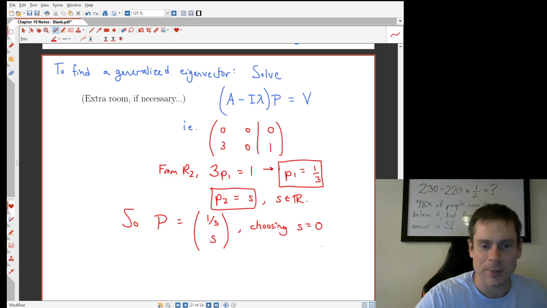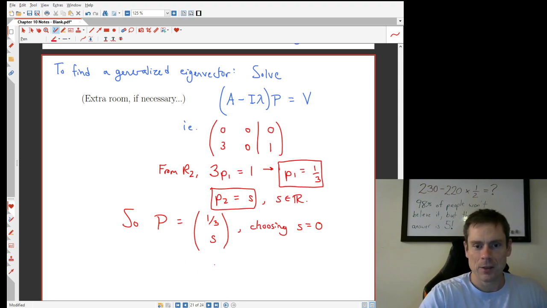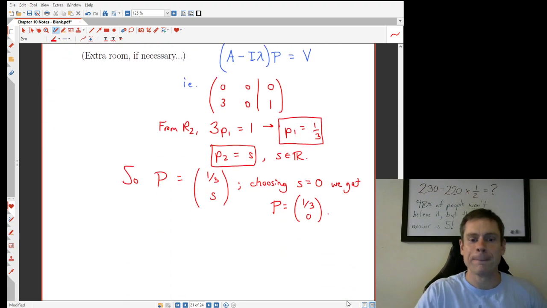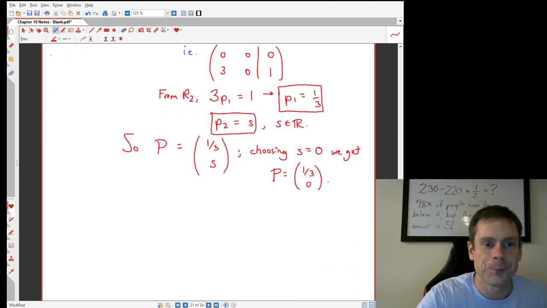So I'm going to choose S to be 0. So choosing S equals 0, we get P equals 1/3 and 0, which is linearly independent to the V we found, which was 0, 1. So let's write down a solution, and we'll look at what this looks like.